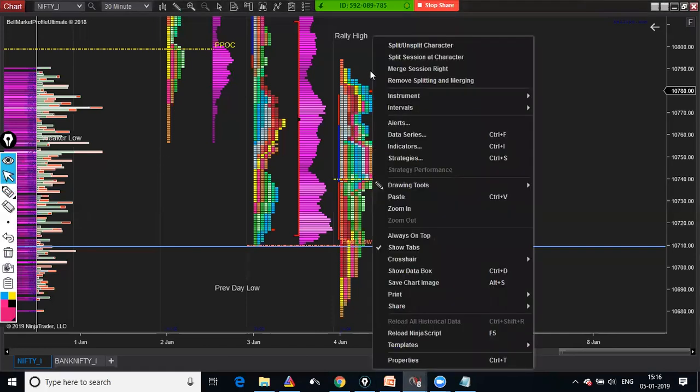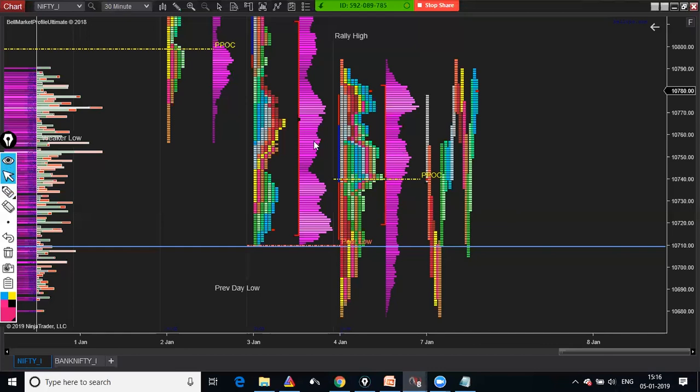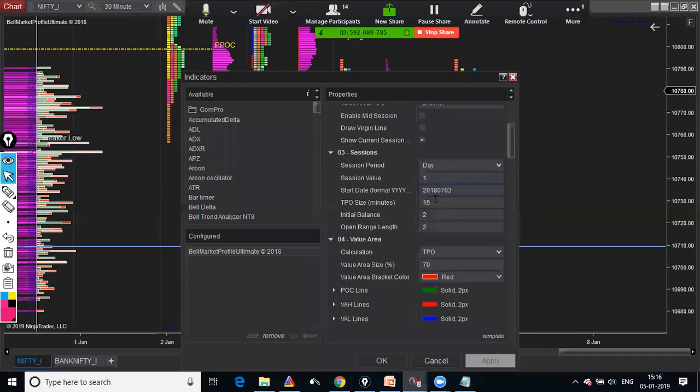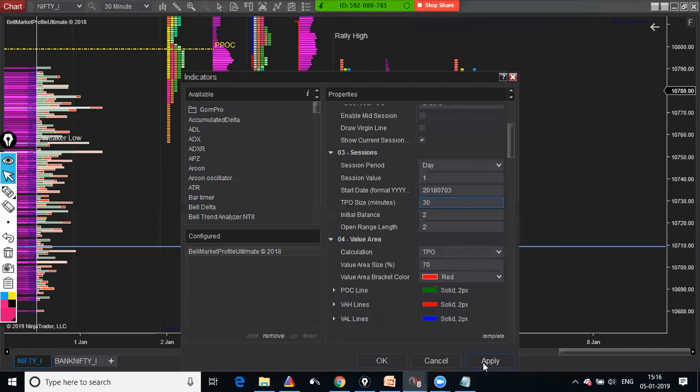I'll right click, go to indicators and use the standard setting. If you use any market profile tool, the basic setting is the 30-minute time frame. It's not 30-minute charts. It's basically that in a day, only one distribution will be there. This is what you'll be able to control.